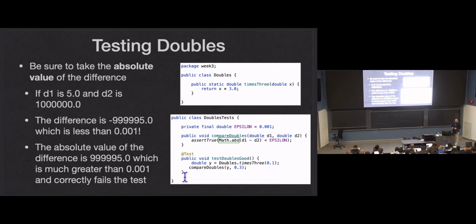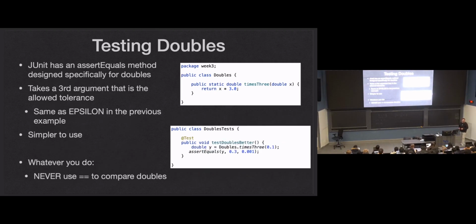Take the absolute value. Make sure you don't forget this absolute value. For example, if you have 5 million and 10 million, and you're comparing those, the difference might be negative roughly a million, which is less than 0.001. Make sure you take the absolute value of the difference and then make sure that's less than epsilon. Don't take just the difference. It's a common bug I see in office hours every semester. Somebody forgets their absolute value and things break.